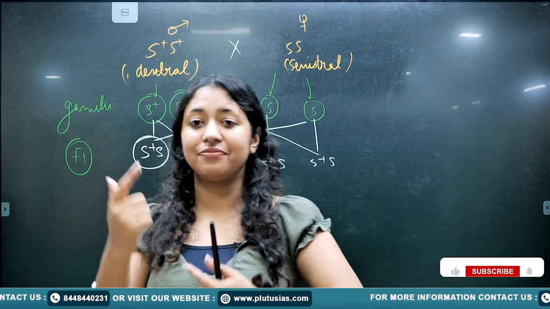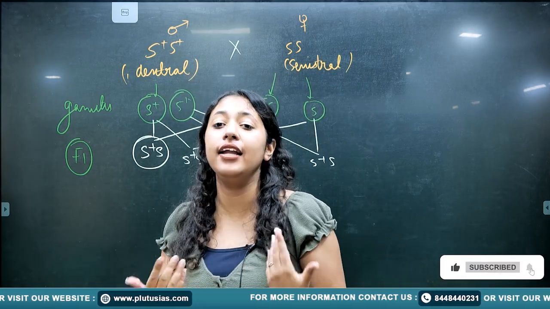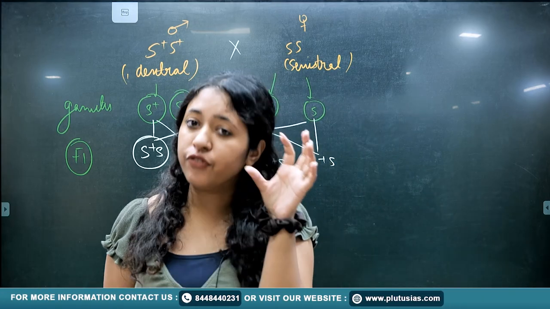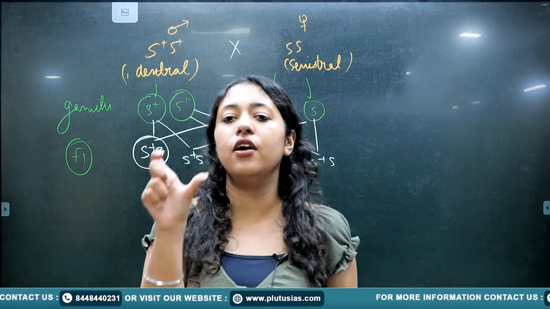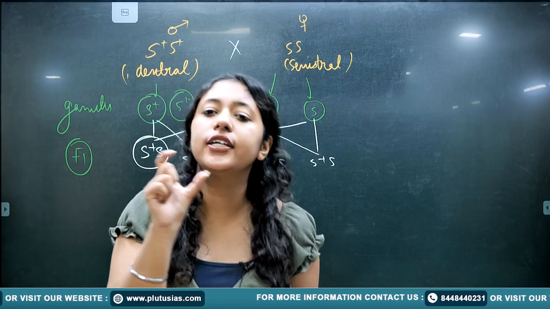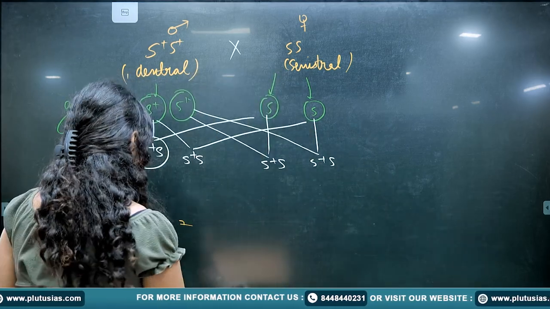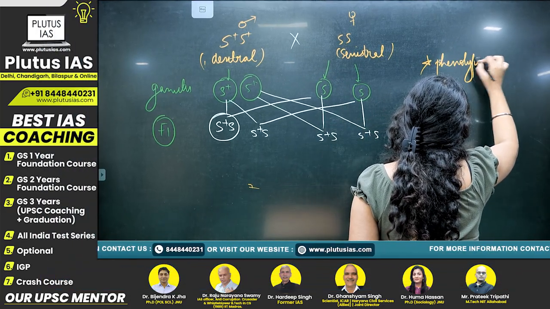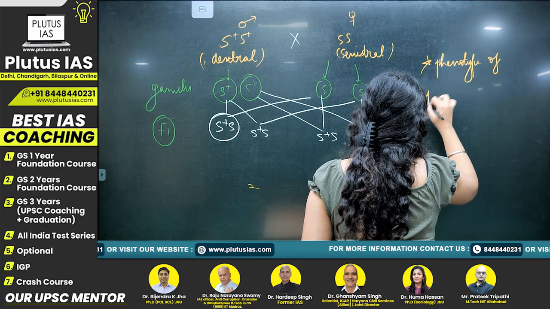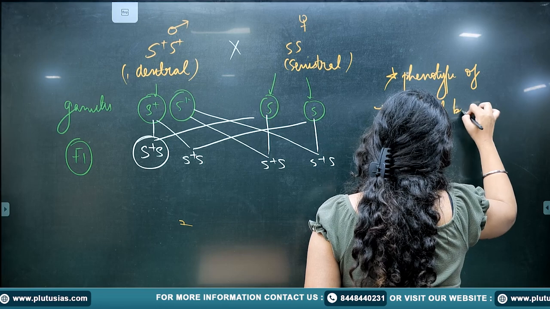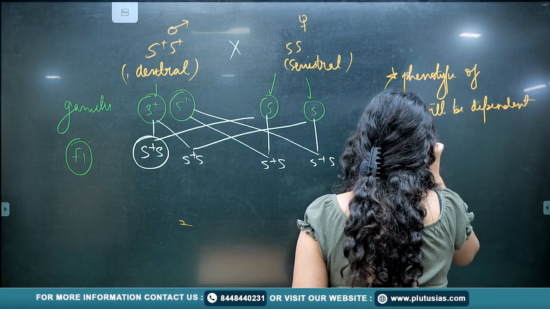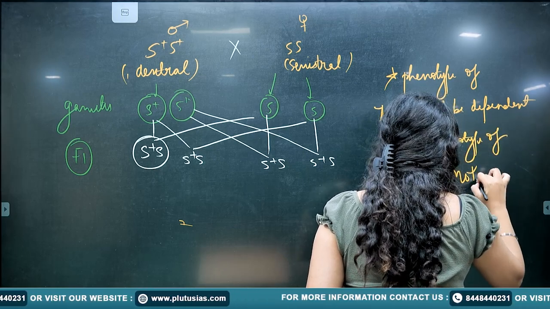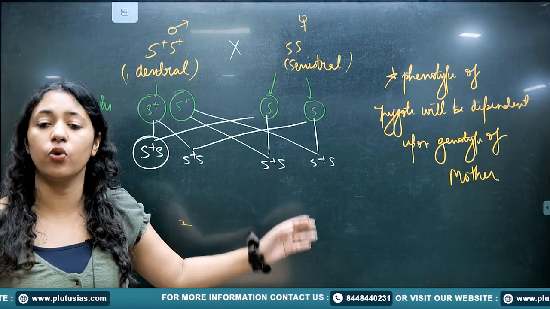But the thing in this particular maternal effect or maternal inheritance is that the phenotype of the zygote, listen to me very, very carefully, is dependent upon the genotype of the mother. Let's write it, then I'll make you understand. Okay, very important statement. You just have to memorize it. The phenotype of zygote or progeny will be dependent upon the genotype of mother. That means no matter what is the genotype of zygote, it does not matter.